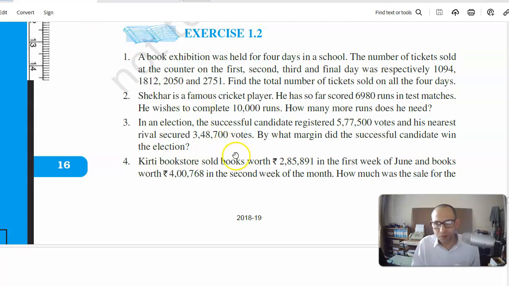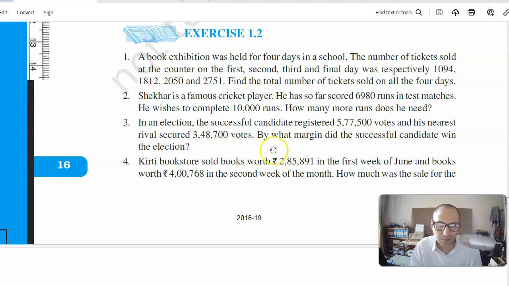Okay, now the next question. The next question is: Kirti Bookstore sold books worth 2,85,891 rupees. Rupees, you could think of that as the currency of India, right? So the currency unit for India.